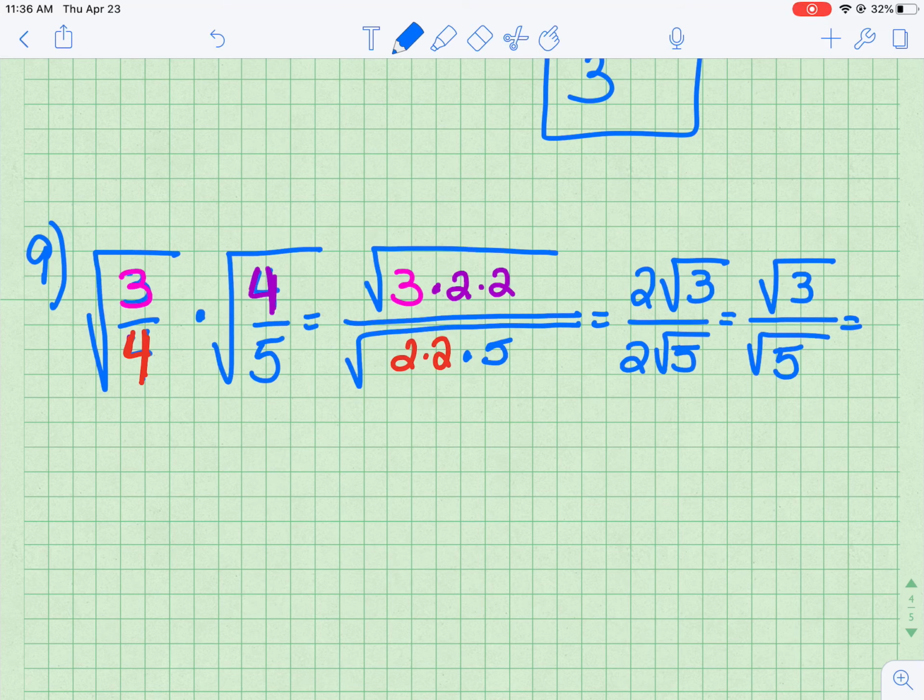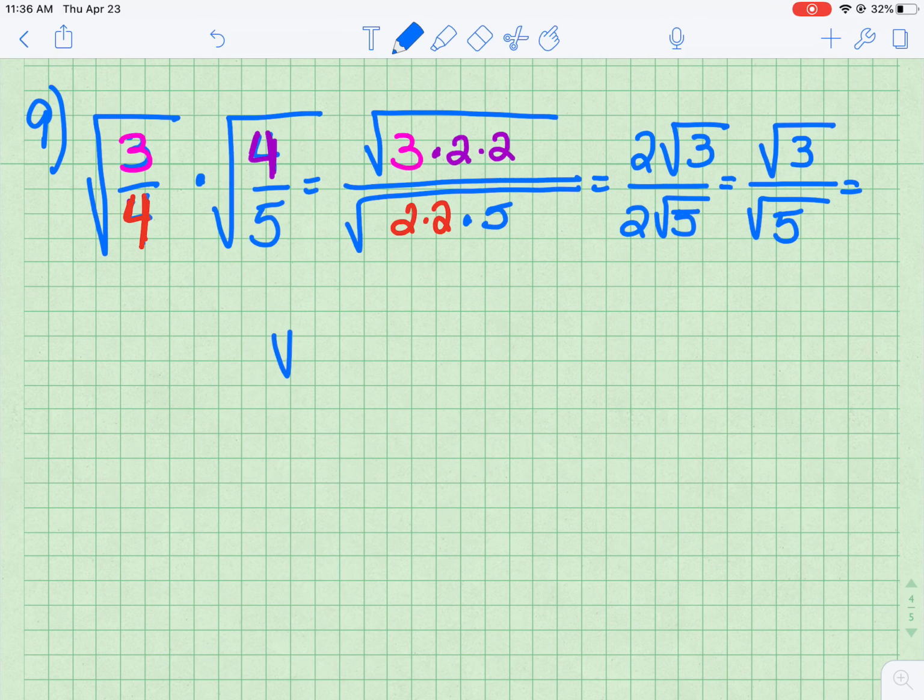Now I want you to stop and think, is that an okay answer? And it's not. I want you to stop and think, why is that not an okay answer? We still have a square root in the denominator. So we got to orchestrate a jailbreak. We have to rationalize the denominator. So I'm going to multiply the top and the bottom by the square root of 5.